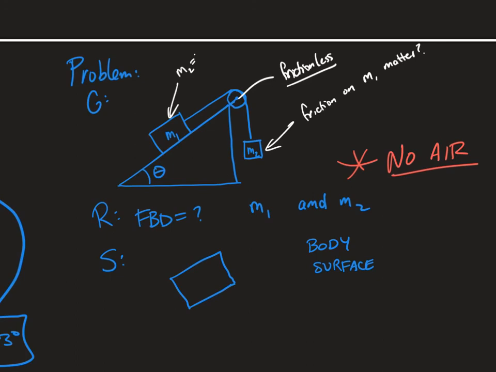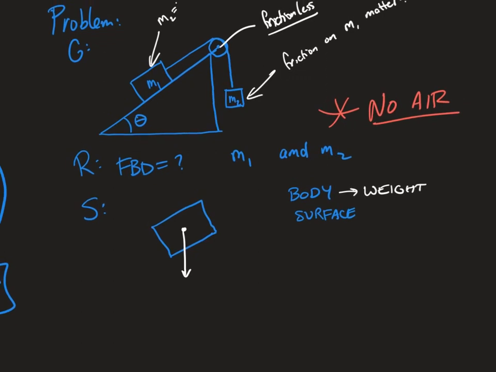The only body force is weight. It could be gravity or something like that, but we don't have that here. So we've got a weight going down. Typically we'll draw that weight as mass 1 times gravity. So weight equals mg. All right, now we need surface forces. So basically, we need to replace anything touching the object or the system with the appropriate force.